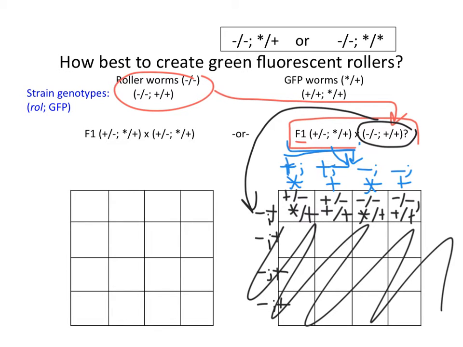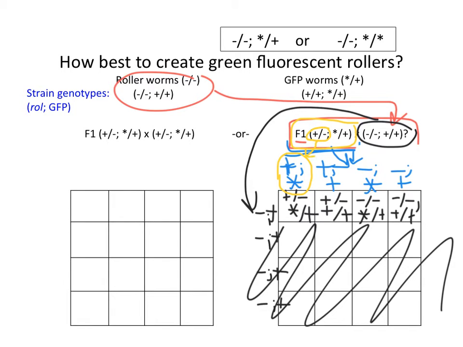Let me switch to a different color. So these pluses, how did I get what I wrote right there? Where did that information come from? Those both came from this F1 parent. So we're putting the F1 individual's gamete types across the x-axis. The symbol that's on top, the plus, came from the first gene we're talking about.